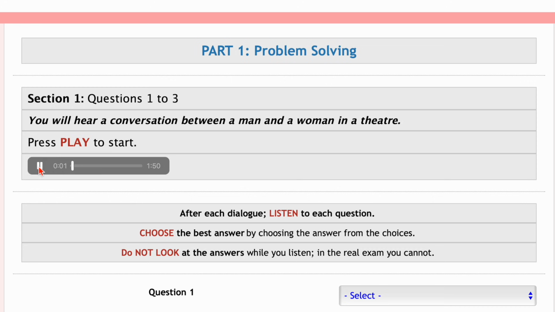Listening to problem solving. You will hear a conversation in 3 sections. You will hear each section only once. After each section, you will hear 2 or 3 questions. You will hear the questions only once. Choose the best answer to each question.